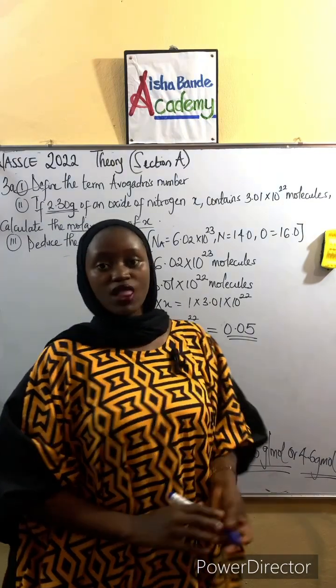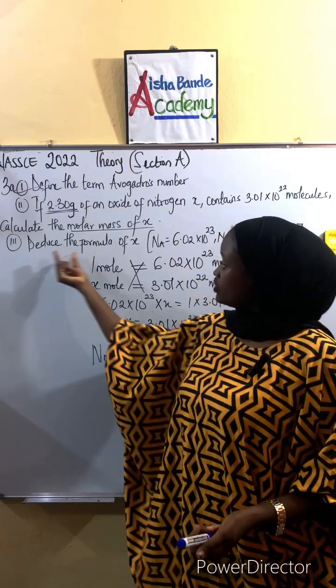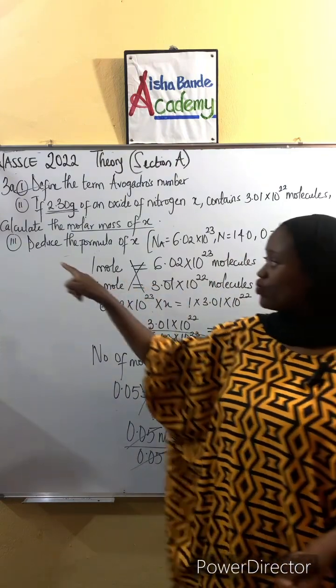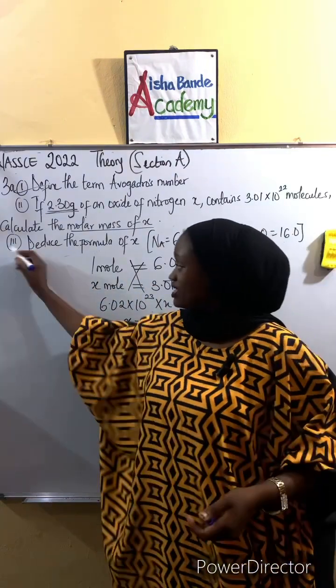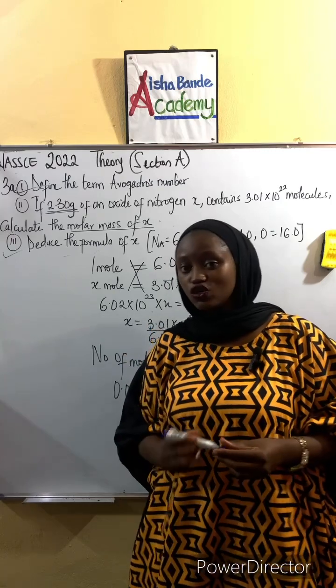Okay, so moving on to the next one, which is the last question here. It says that we should deduce the formula of X given all of these parameters. So viewers, can we please solve the last question here and drop your answer in the comment section, or the steps to your solution. Thank you.